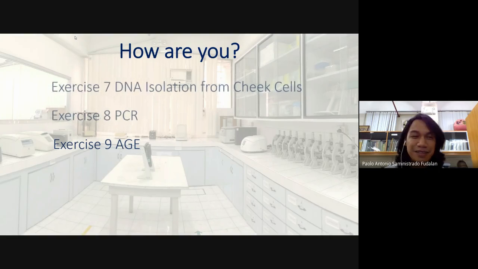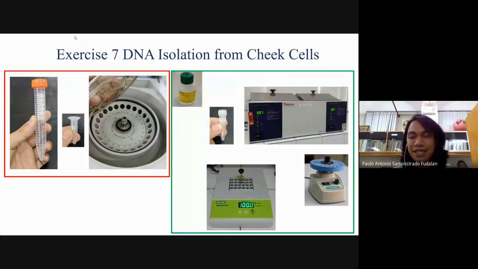Right, so let's start. First, exercise number 7, DNA isolation from cheek cells. This was a relatively short exercise, okay? And I divided the steps here into two parts. We have the one surrounded by the red rectangle and the one surrounded by the green rectangle. So can any one of you discuss or recall what was done in the first part?